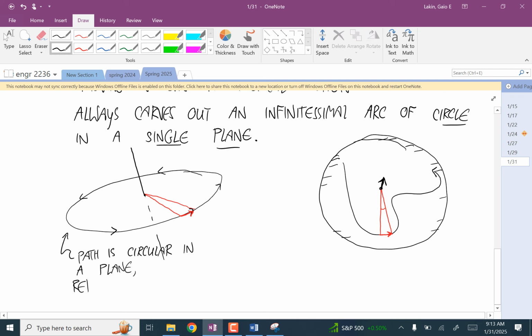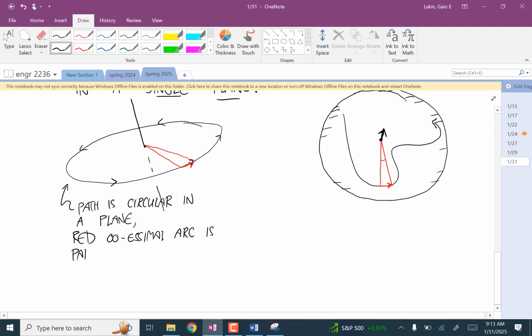So the red infinitesimal arc is part of a circle in that plane. Duh, right? That's obvious if you're understanding what I'm saying. And this could have been clear, but I'm trying to clarify this.